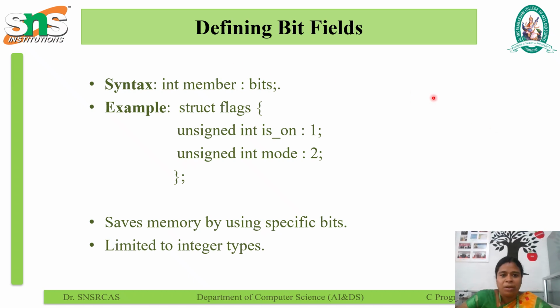Next one, defining bit fields. Bit fields in C are a feature that allows for precise allocation of memory at the bit level within a structure or union. This enables you to define structure members that occupy a specific number of bits rather than the default minimum of one byte per member. Then purpose and benefit: memory optimization, hardware interfacing and compact data representations. Here we save memory by using specific bits, limited to the integer type.